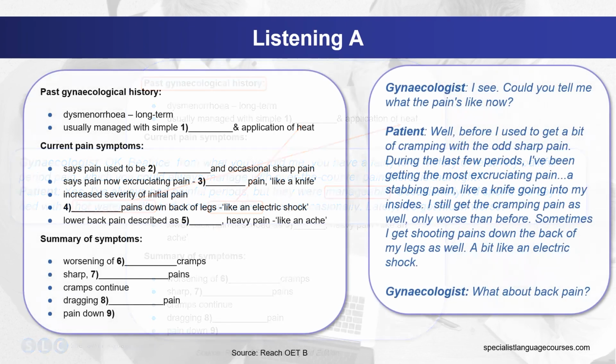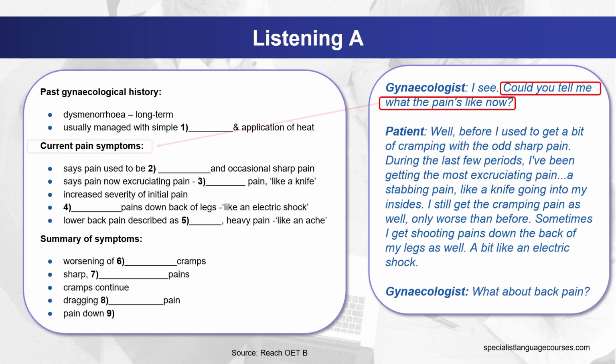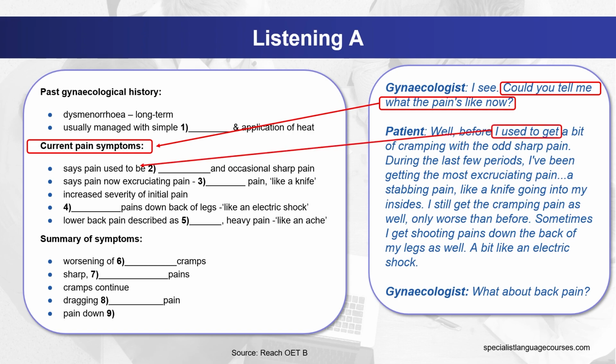In the next part of the audio, we can see that the gynecologist's question guides us to the next section of the notes with, could you tell me what the pain's like now? The patient then signals with, I used to get. So we can see that the answer is cramping. And this is confirmed in the paraphrasing of occasional sharp pain with odd sharp pain.